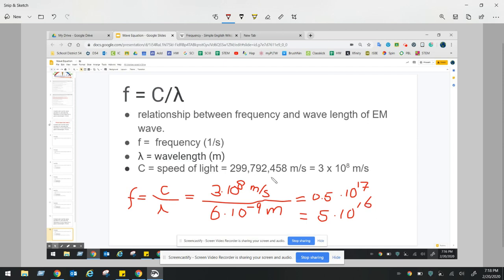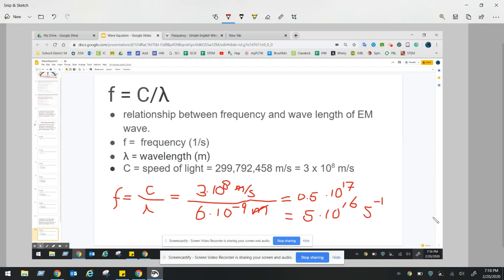And that again is second to the negative 1, per second. So 5 times 10 to the 16th per second. Holy moly, that is a huge number. I hope this helped. Good luck and enjoy your wave research.